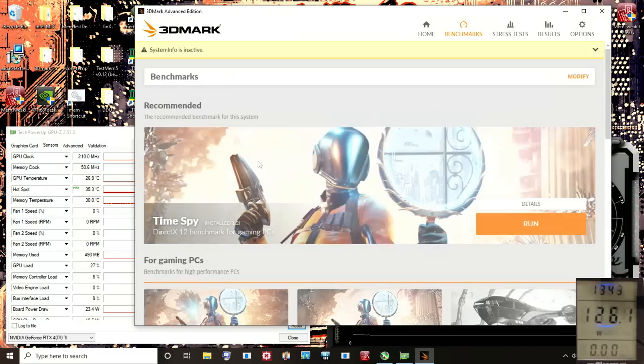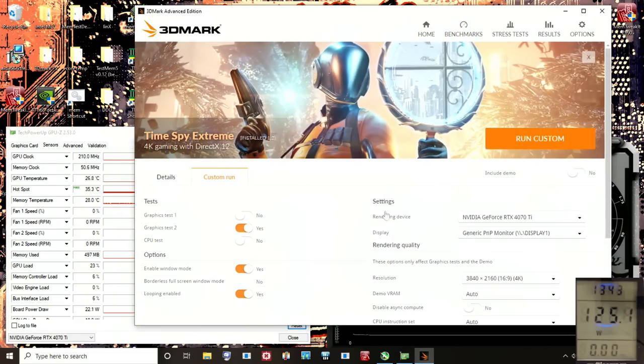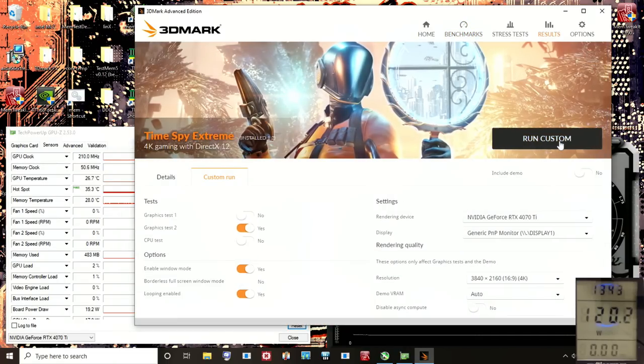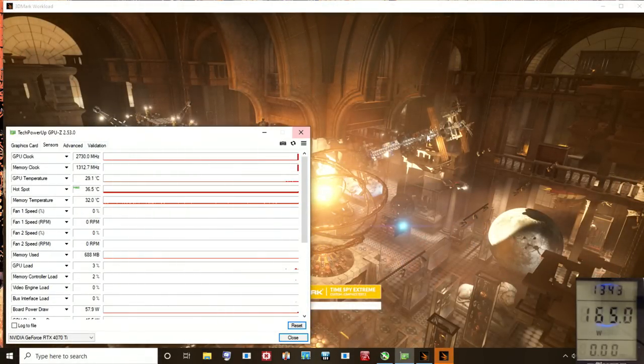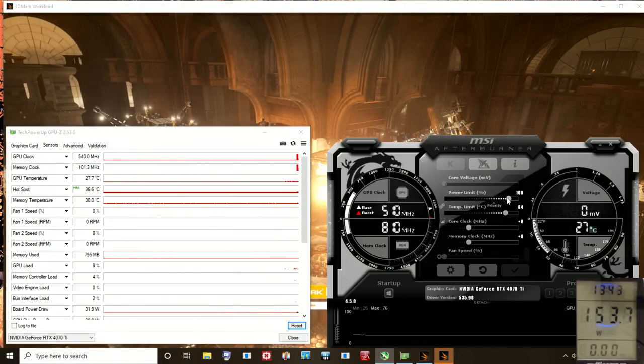Anyway, we're just going to run some Time Spy Extreme, because Time Spy Extreme is one of the heaviest workloads that I've found that I have on hand on this operating system. And right now we have the card just on the stock power limit, stock everything, basically. And the modification isn't currently turned on.